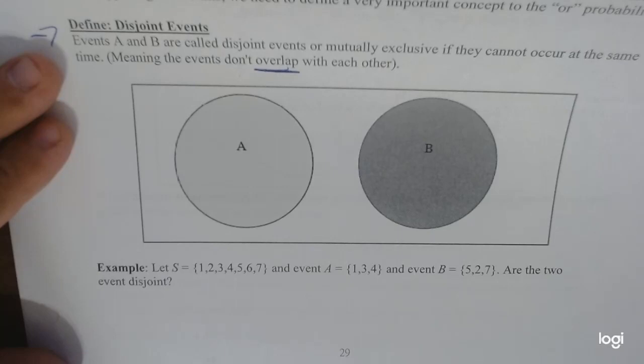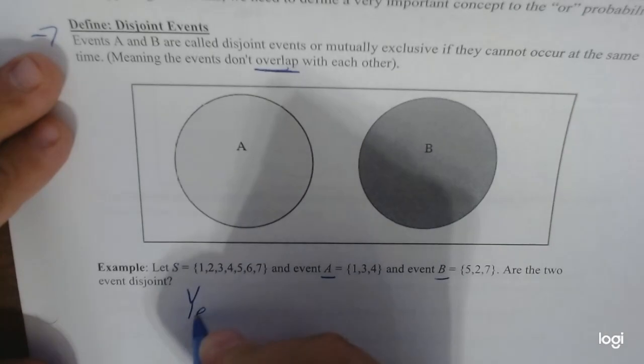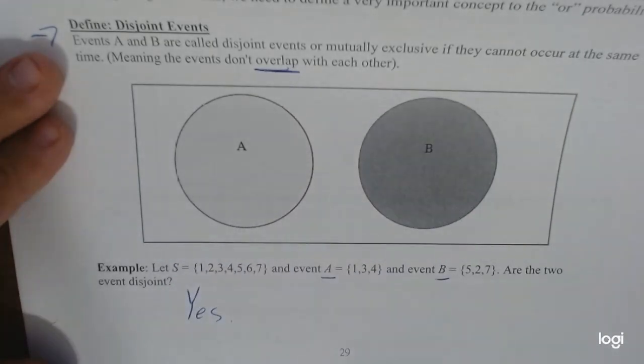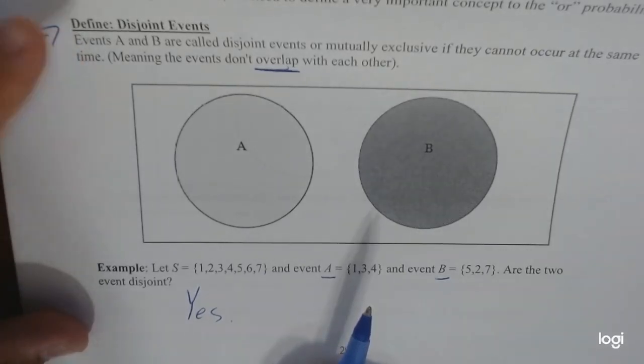Another concrete example: let's suppose the sample space S is the numbers 1 through 7 and 11. Let event A be the numbers 1, 3, and 4, and event B be the numbers 5, 2, and 7. Are these two events disjoint? Meaning, do they have anything in common? No, they do not, so yes, they are disjoint, because there's no overlap between one and the other.